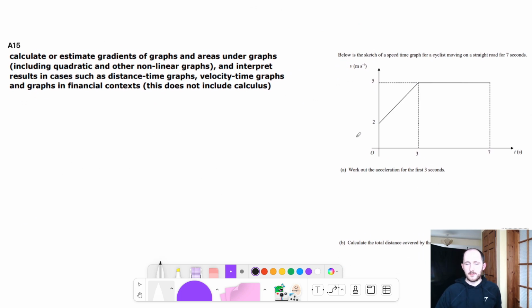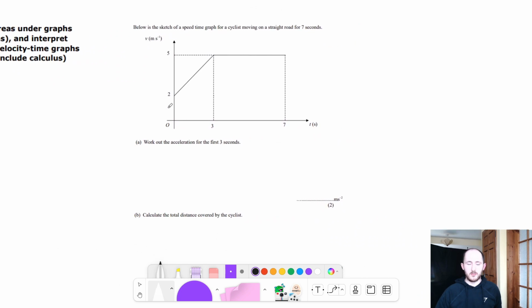Estimate areas underneath graphs and also gradients if it's not a straight line. For this one, work out the acceleration for the first 3 seconds. That's just going to be the gradient of this first triangular section here. The width is 3 and the height is 3 as well. So that's just 1 metre per second squared because it's 3 divided by 3.